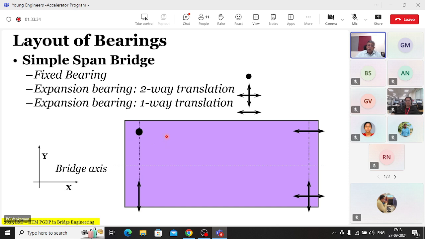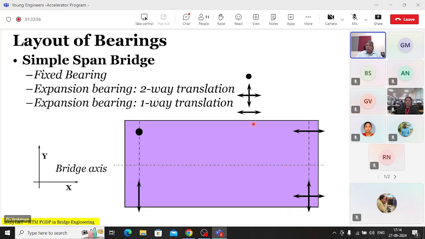Okay, so now when you look at this left one, if you take the bearings in pair, let us call this the left side. In the traffic direction, what happened? This bearing does not allow movement in this direction. This bearing also does not allow movement in that direction, whereas this bearing allows movement in this direction and this bearing allows movement in this direction.